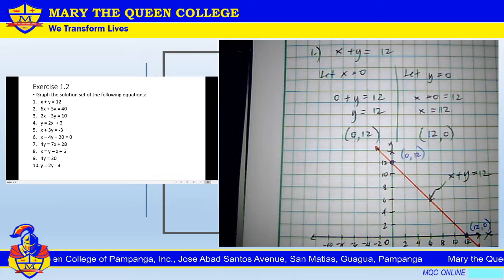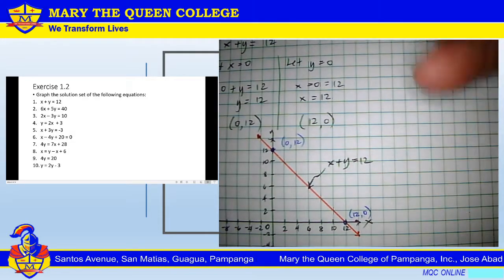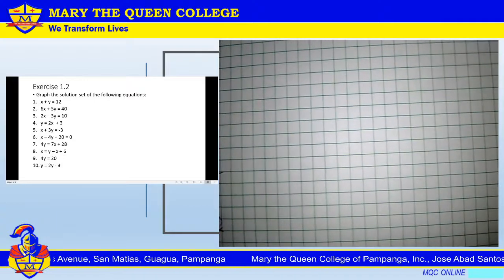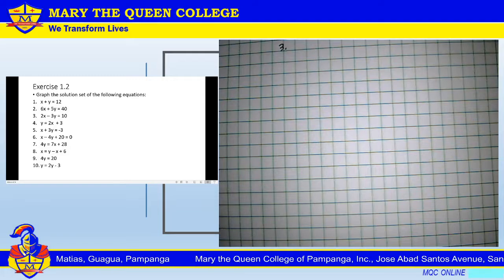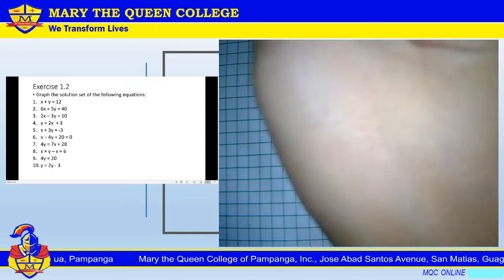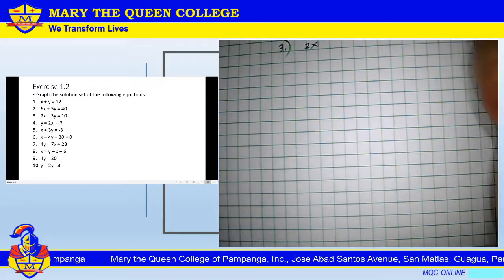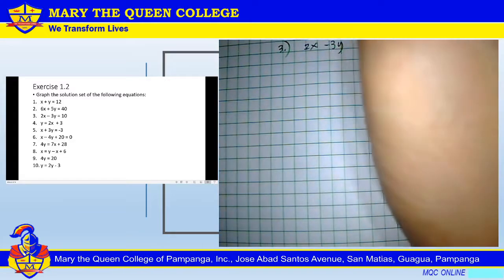So we can solve the following exercises, or we can select some of these. So for example, I'll choose number 3 for our example. Okay. So for example, we have number 3. We have 2x minus 3y equals 10.